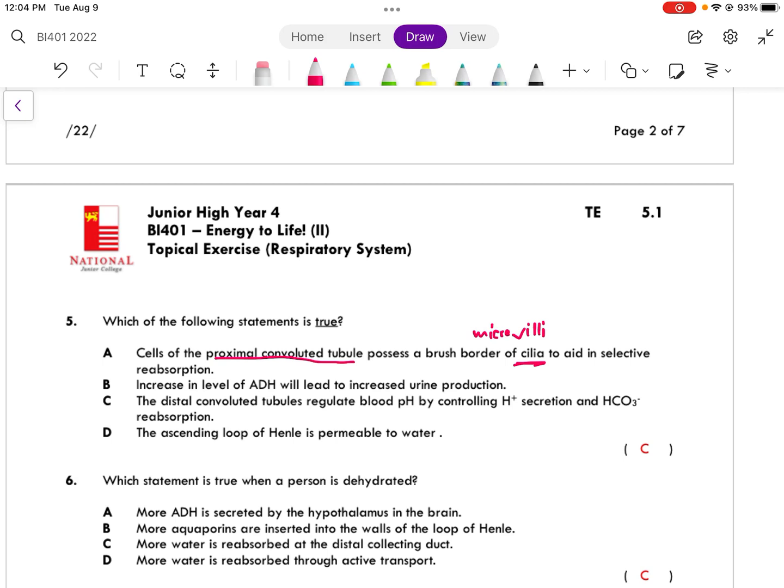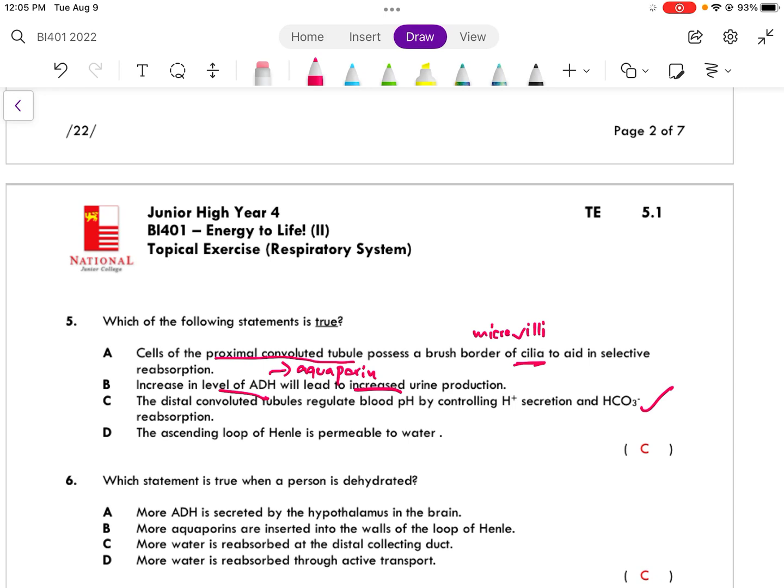B, increase in level of ADH will lead to increased urine production. That's not true. If there's more ADH, that will also mean there will be more aquaporin. More aquaporin means more water reabsorbed. Then there should be less urine formed. C, the distal convoluted tubules regulate blood pH by controlling H+ secretion and HCO3 reabsorption. This is true.